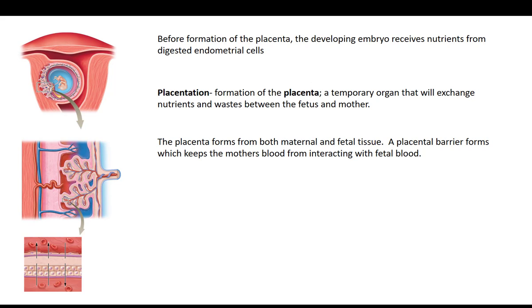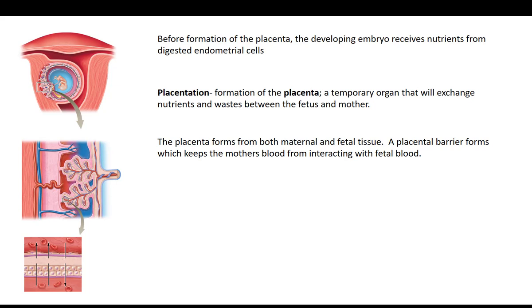We don't want mom's blood to interact with this new organism because the chances that the immune system will recognize this organism as different and possibly attack it are pretty high. Remember, this organism has a different set of DNA. It may be very similar to mom's DNA, but still it could be different. It could have a different blood type. It could have a lot of different factors inside of it. So mom's blood has to be kept separate from the fetal blood, and that's one of the things that the placenta is going to do.